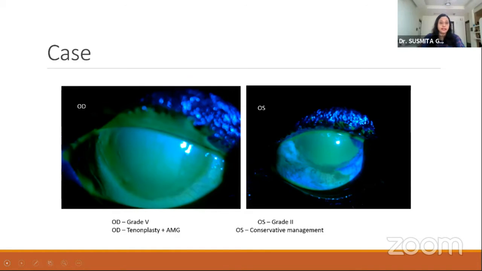Here I would like to reiterate the importance of staining and looking at the total ocular surface while you're evaluating the patient in the clinic.